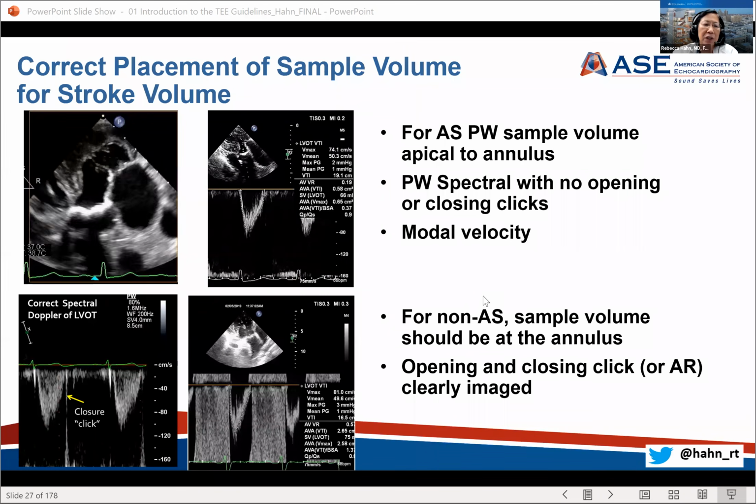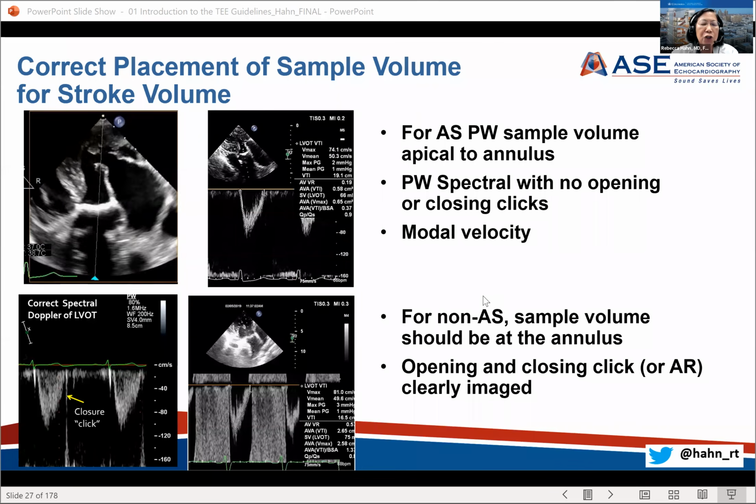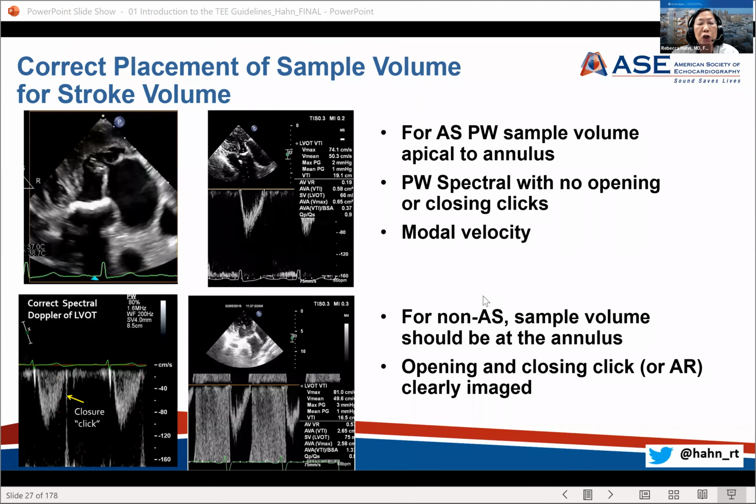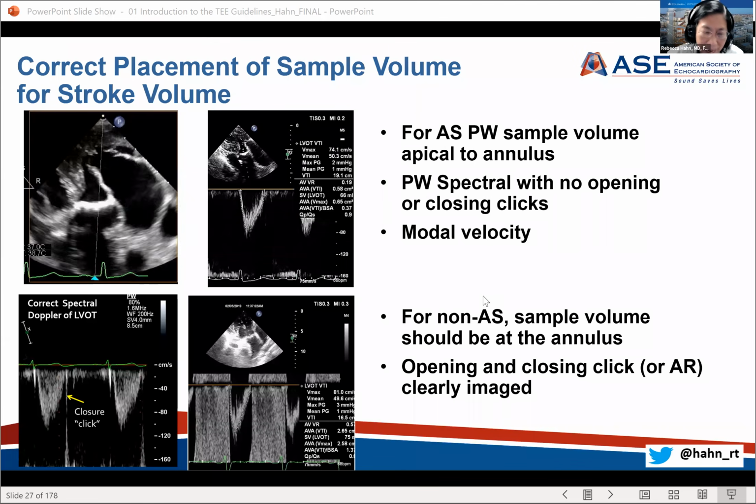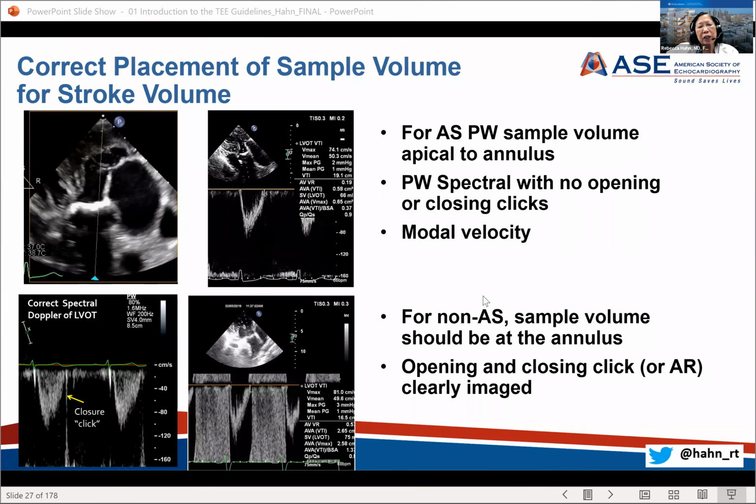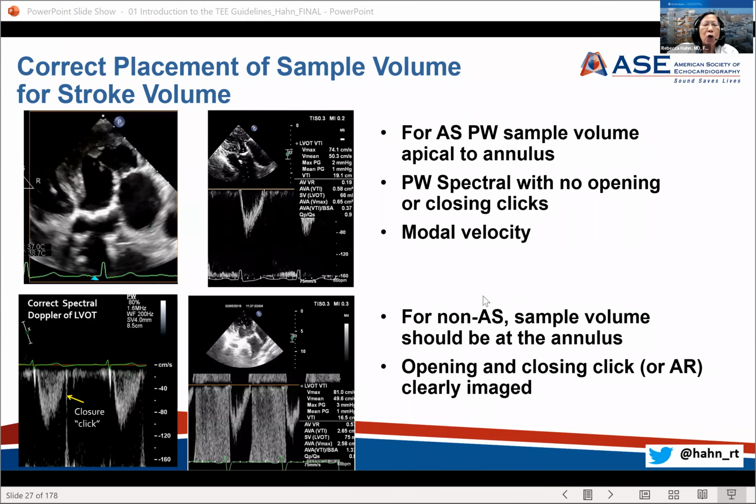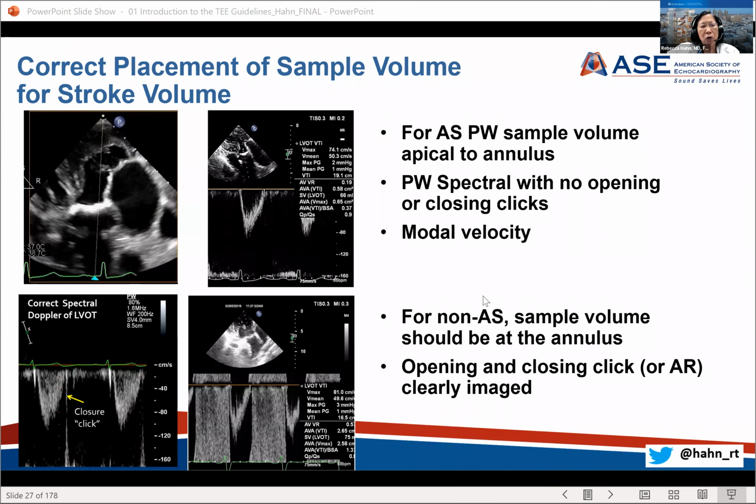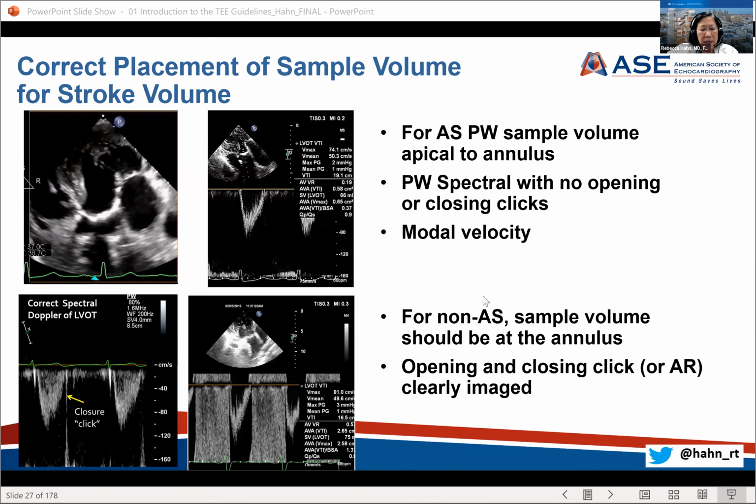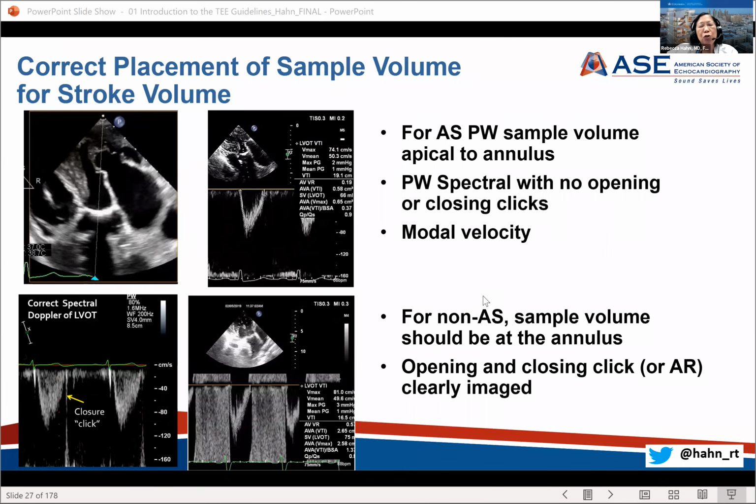Now, we'll talk a little bit about the placement of the sample volume, and this is where I'll talk about flow acceleration. This patient obviously doesn't have any subvalvular flow acceleration, but there's going to be flow acceleration at the level of the valve because we're approaching a stenotic orifice. And when you approach a stenotic orifice for aortic stenosis, you want to be just proximal to the flow convergence.